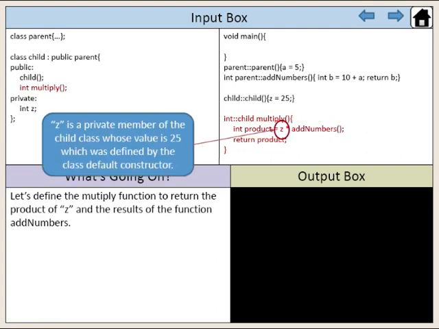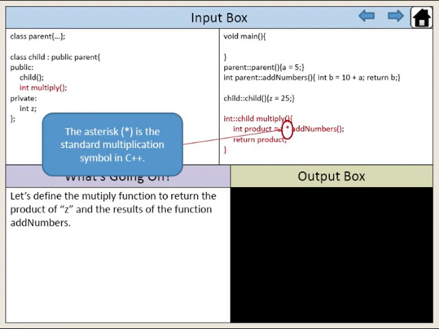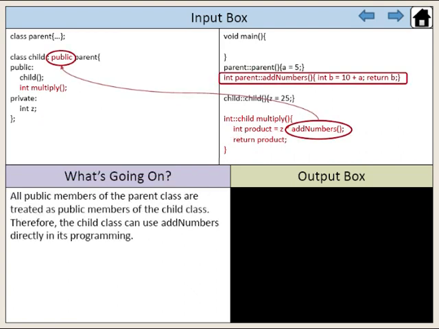Z is a private member of the child class whose value is 25, which was defined by the class default constructor. The asterisk is the standard multiplication symbol in C++. All public members of the parent class are treated as public members of the child class. Therefore, the child class can use addNumbers directly in its programming.